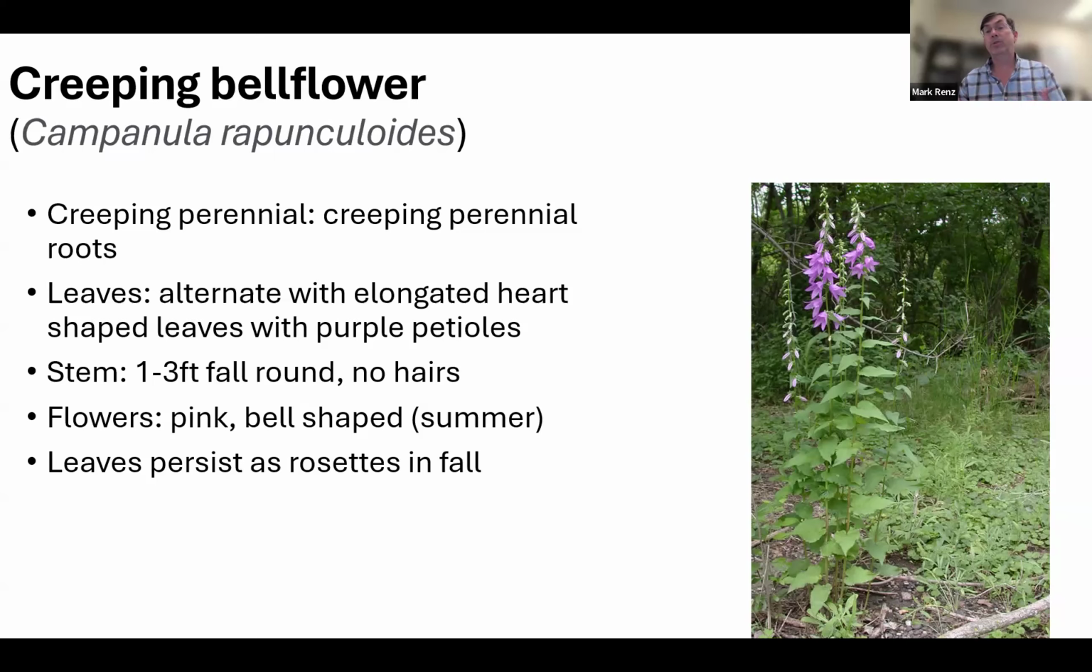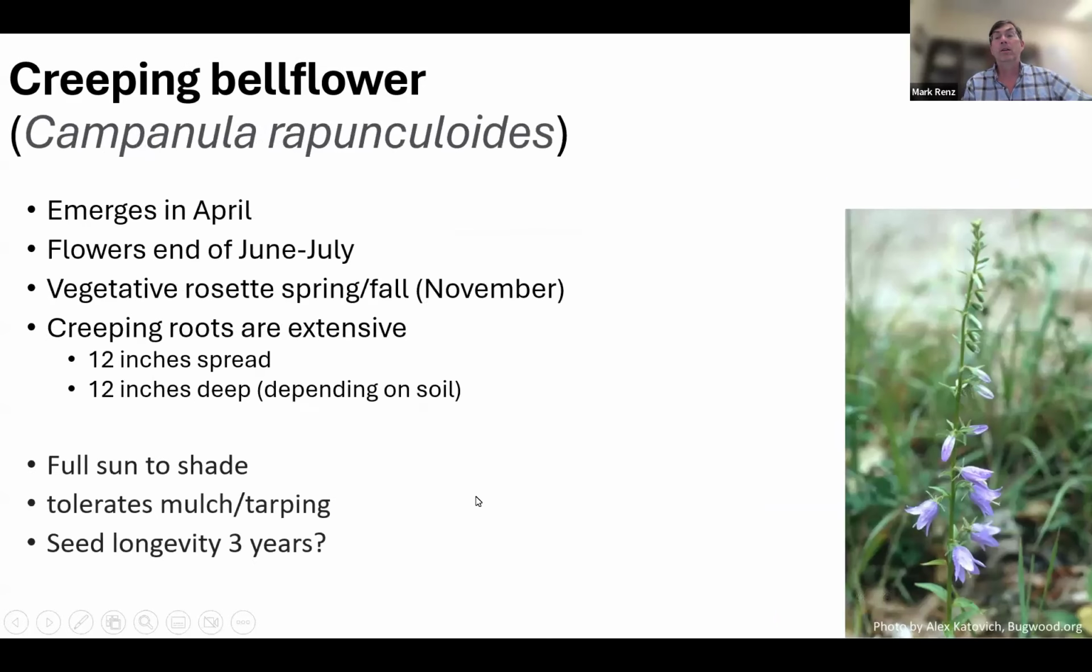These leaves will persist in the spring and the fall as rosettes, as you'll see in some of the subsequent pictures. This one emerges in early April, flowers in the end of June to July. In shaded areas, I've seen it flowering well into August as well. And it does have a vegetative as well as a flowering stage in the spring and the fall. The big difference with Canada thistle in this species is it does have an extensive creeping root system, but it's not as prolific. It extends laterally around a foot and in depth around a foot to a little bit more. So it allows for some excavation to be more successful than what's really realistically impossible with Canada thistle.